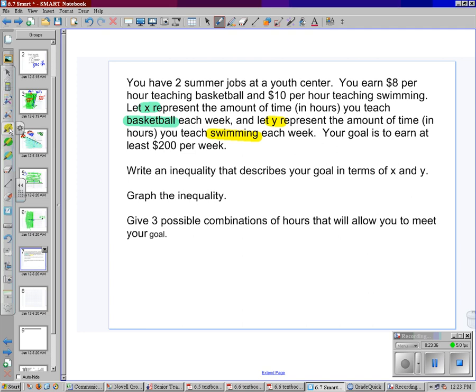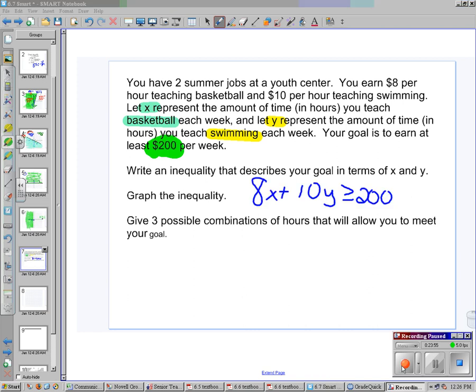Your goal is to earn $200 per week. So this is your goal right here. You have to write an inequality that has an X and a Y in it that will get you to your goal. Why don't you talk to your partner, see if you can come up with the inequality right now, please.